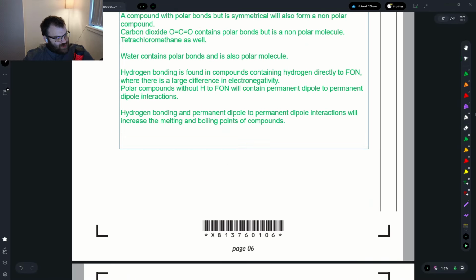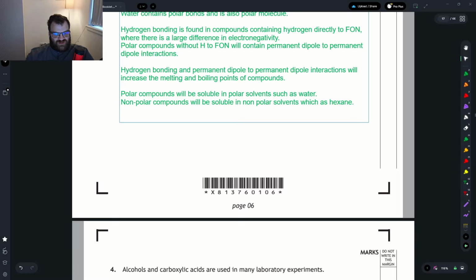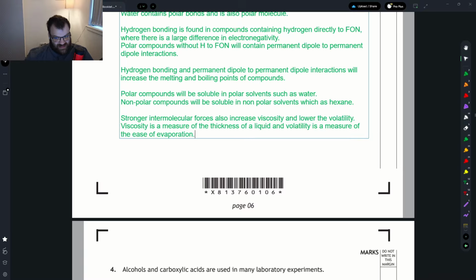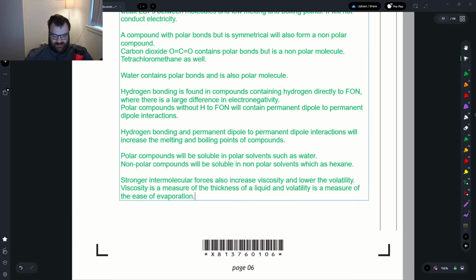So solubility. Polar compounds will be soluble in polar solvents like water, and non-polar compounds will be soluble in non-polar solvents like hexane and other hydrocarbons. Stronger intermolecular forces also increase viscosity and decrease volatility. Viscosity is a measure of the thickness of the liquid, and volatility is a measure of the ease of evaporation. If they're stuck together tightly, it's harder for things to pass through them. More viscous, it's harder to separate them and turn them into a gas, so a lower volatility.